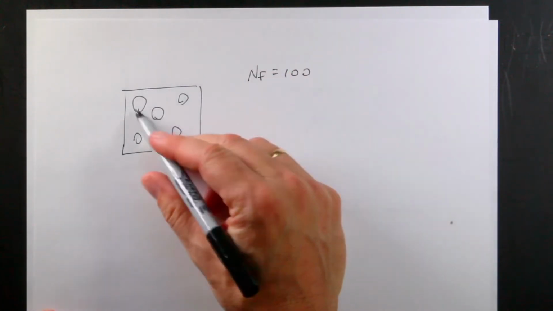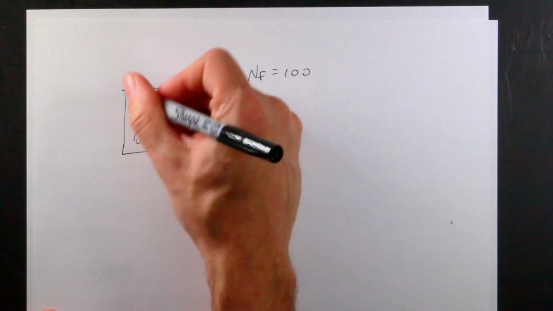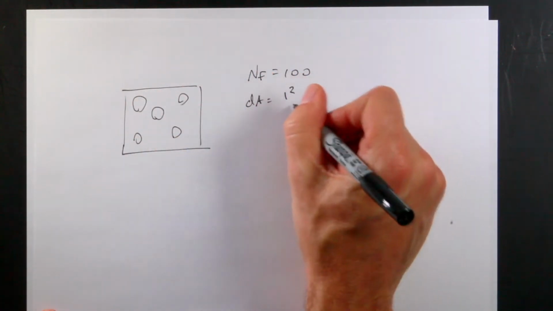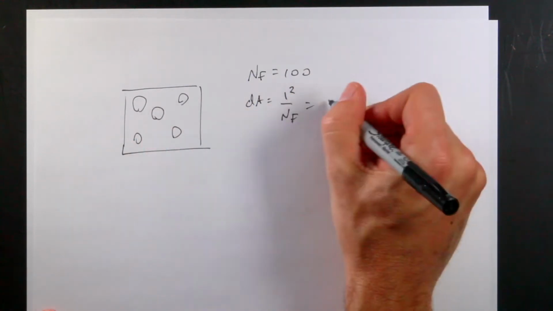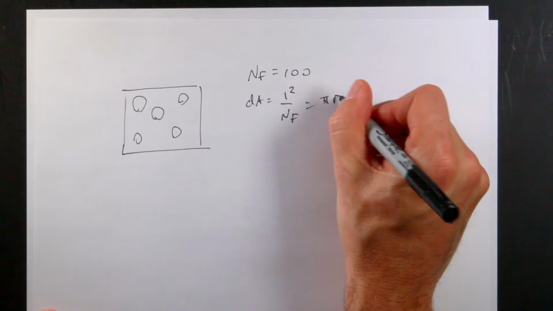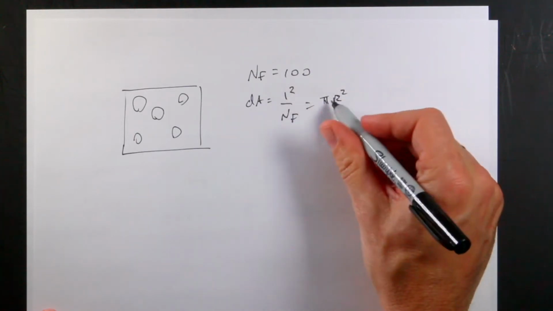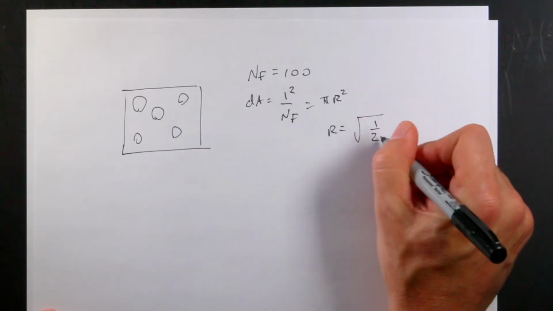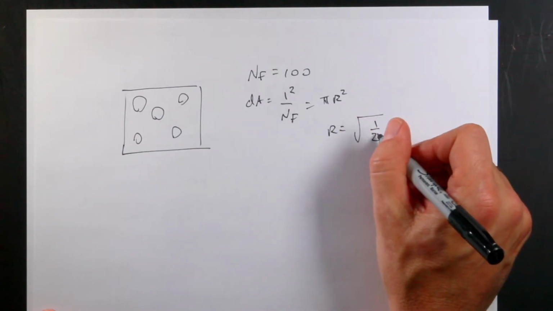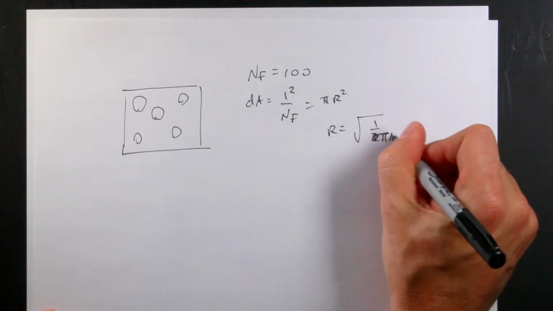I want the area of each one of these such that dA is equal to the area of the whole thing, which is 1 squared, divided by N_F. And that's going to be equal to the area of a circle, pi r squared. So in this case, r is going to be equal to the square root of 1 over pi N_F.